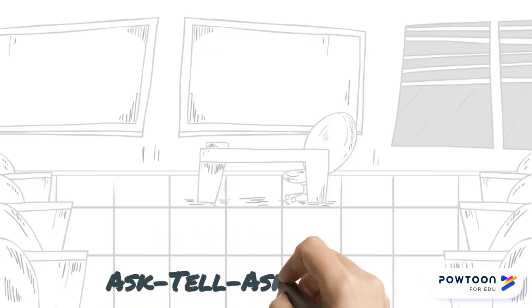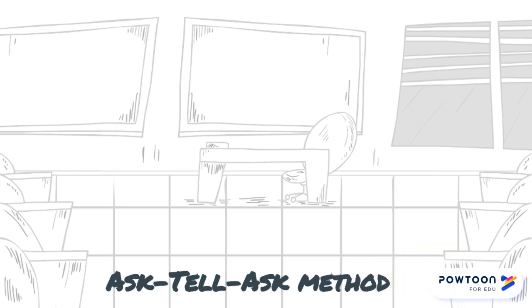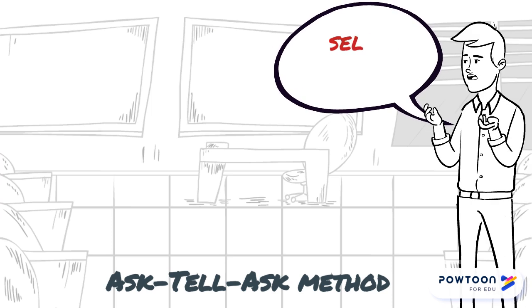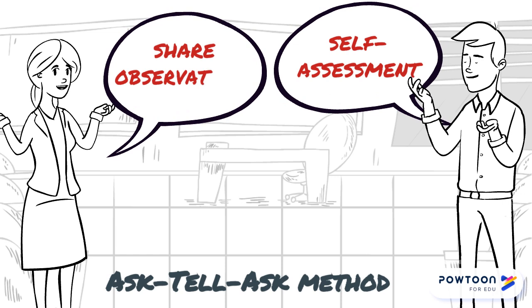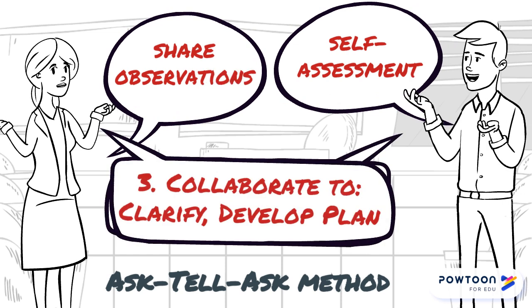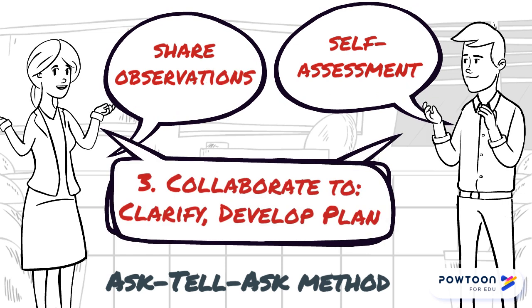The ask, tell, ask method is one such option. In this method, you first ask the student for their own assessment of their performance. Then, you share any additional observations that you've made, and then work together to develop a mutually agreed upon plan to improve behaviors.